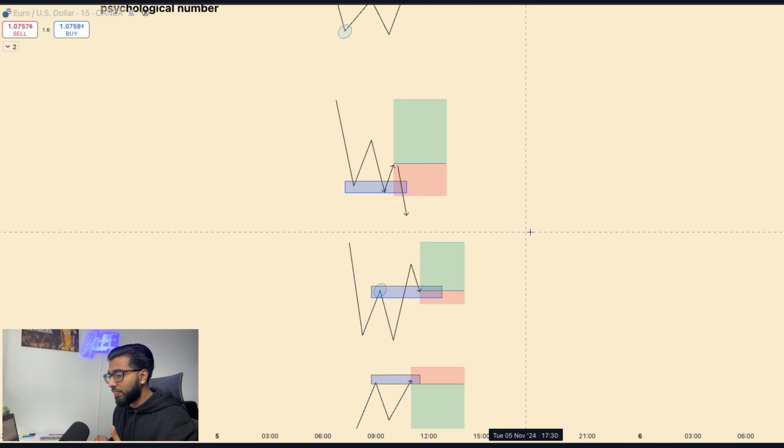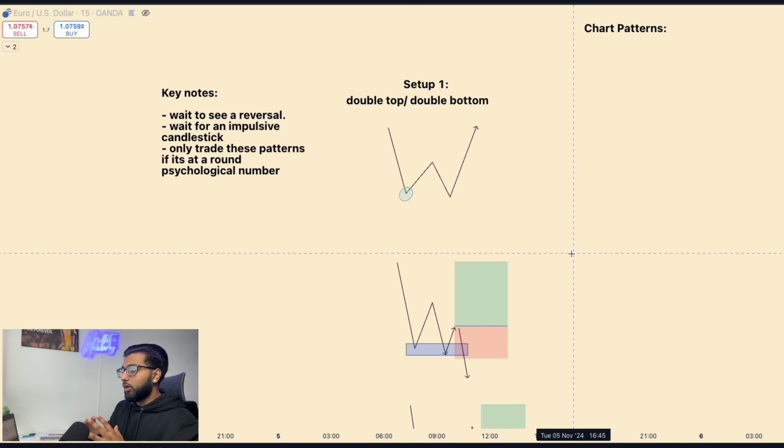Okay, and that's setup number one. So remember, trade on these patterns with round psychological numbers, and wait for an impulsive candlestick at all times. This is just an entry protocol that you should always use. Always wait for an impulsive candlestick. Impulsive candlesticks are basically Marubozus or big engulfing candlesticks or just strong momentum to the upside or downside, depending on what the trend is. And again, you can only see this double top or double bottom if you see a reversal candlestick formation, which is on our candlestick cheat sheet.